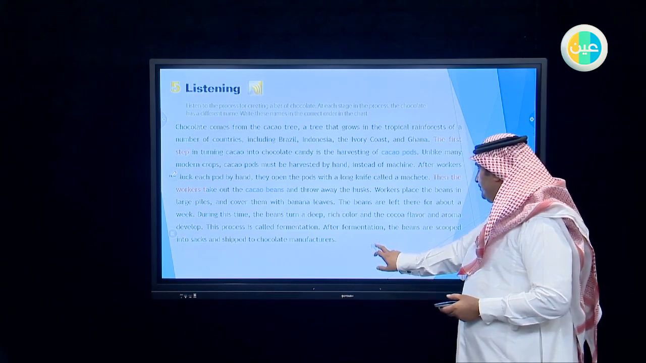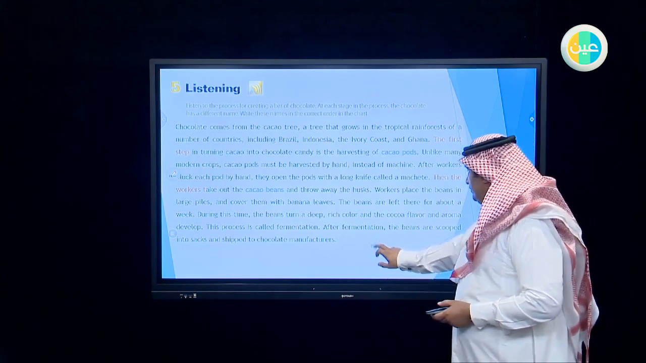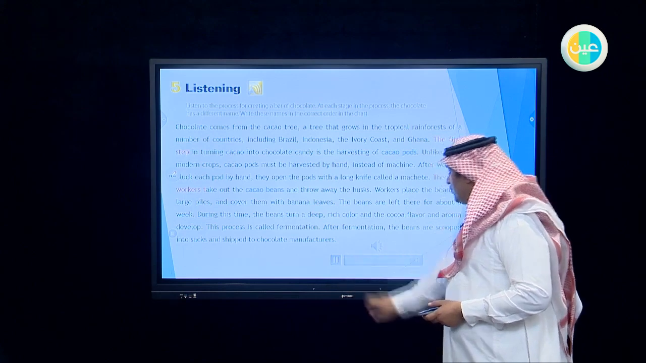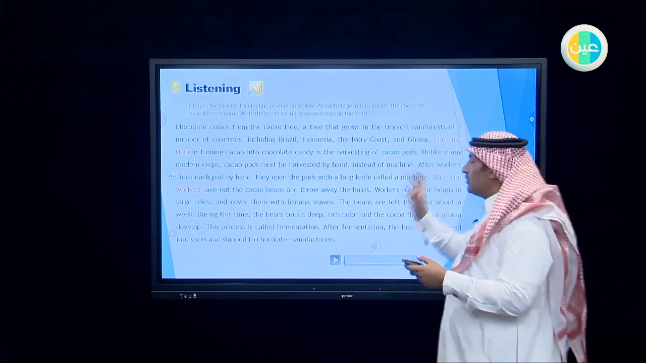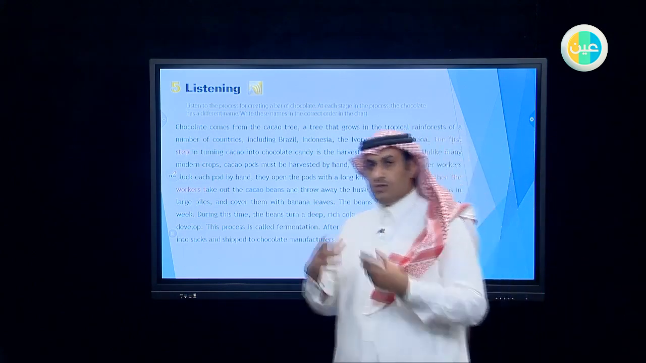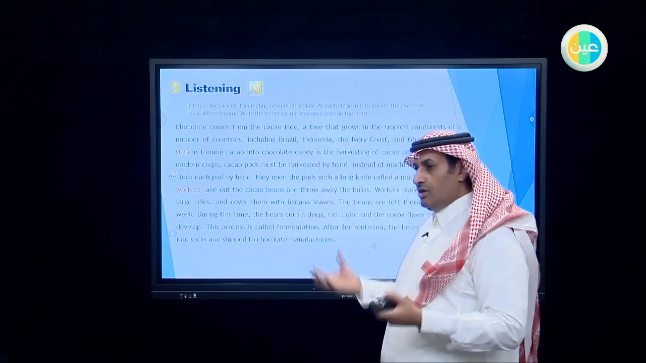After fermentation, the beans are scooped into sacks and shipped. Page 59. We have to stop here to see where we can get a bar of chocolate.